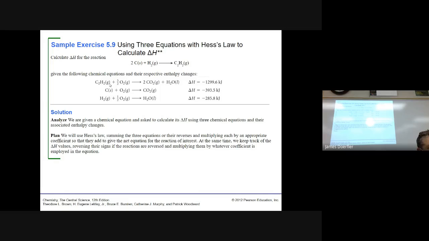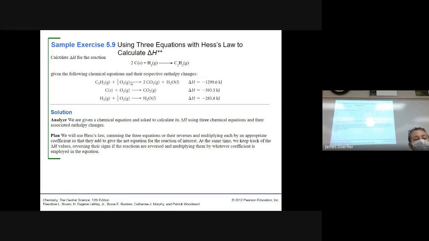Is there anything in this first equation that we need in our final one? What do you think? Well, if we look, this first equation has C2H2 gas. Do we need that in our target equation? Absolutely. But do we have to manipulate it at all? What do you think? Does it need to be changed? Does it need to be multiplied? Does it need to be reversed?